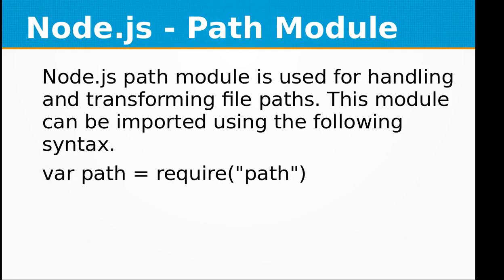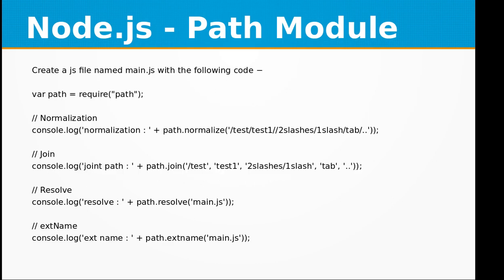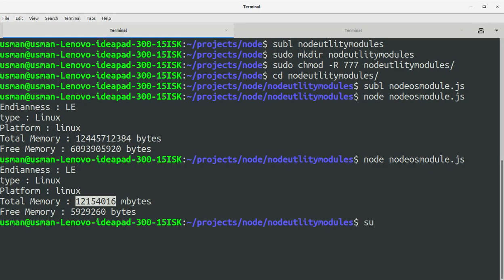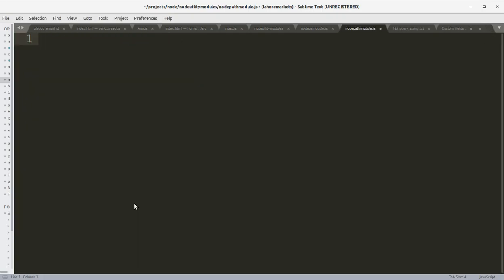The next is the path module. The Node.js path module is used for handling and transforming file paths. This module can be imported using the following syntax. So we can create the path object by requiring the path module. Let's create a JS file for this. I'm going to create node path module.js. Okay, let's create the path object. Require the path module.